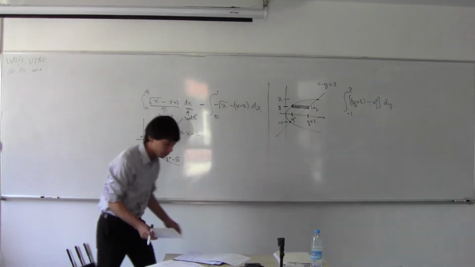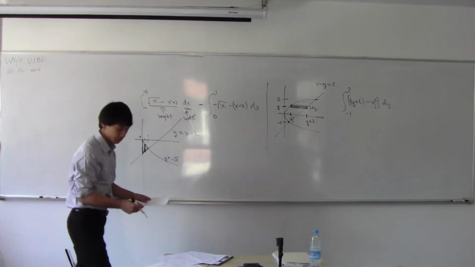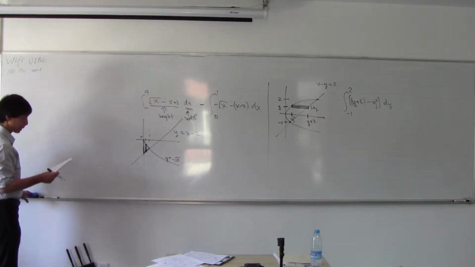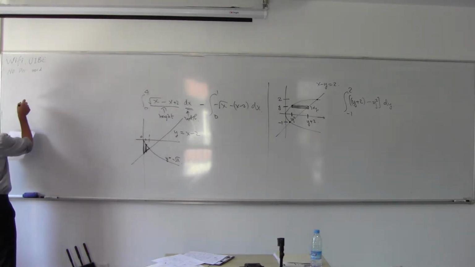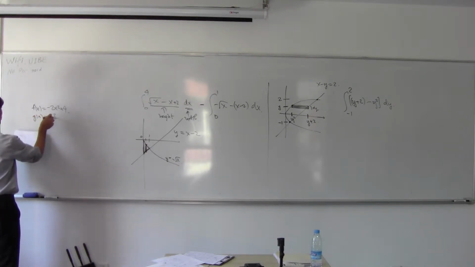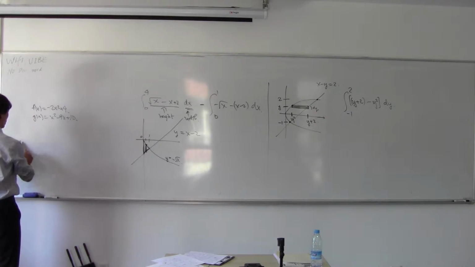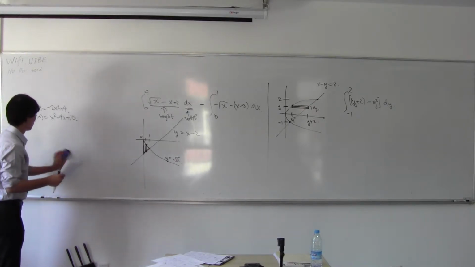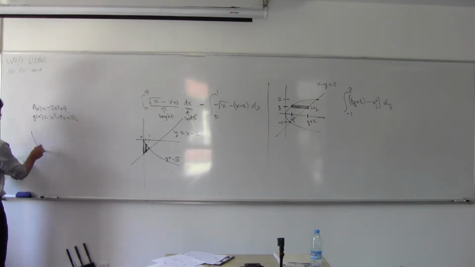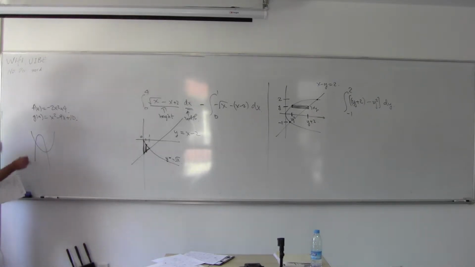I'm just going to give you a lot of things to try. So here's one. F of x is negative 2x plus 4. G of x is x squared minus 9x plus 10. So what's the picture? You have a parabola going up, and you have a parabola going down. I'd like you to find the area between the two parabolae.